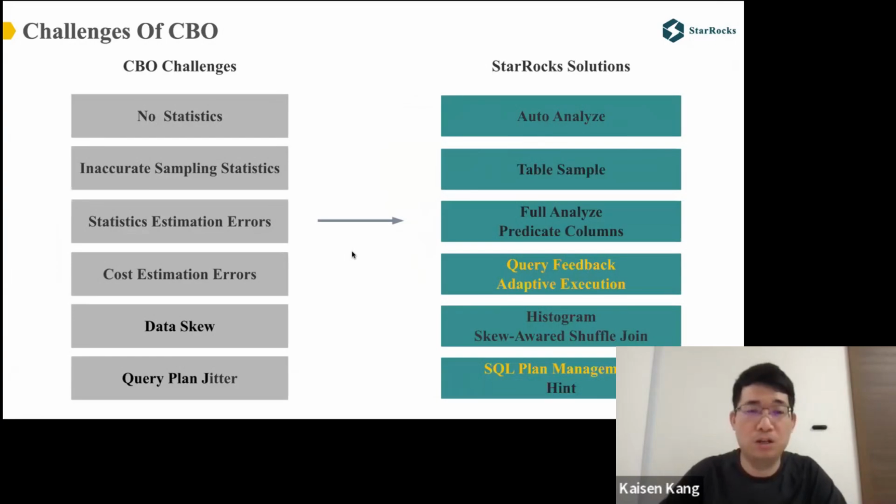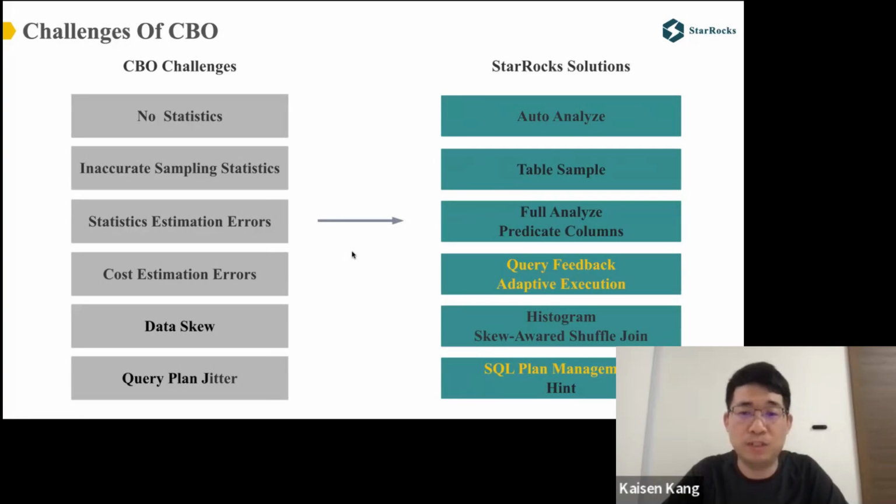For example, no statistical information, inaccurate collection of the sampling statistics information, and inaccurate estimation of the sampling statistics information. And even if the statistical information is accurate, the cost estimation can be wrong because the basic assumption of the independence of the predicates is not valid, or the errors of the multi-level join are amplified layer by layer.